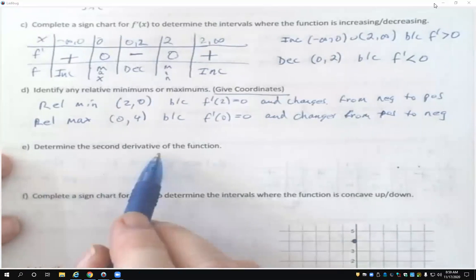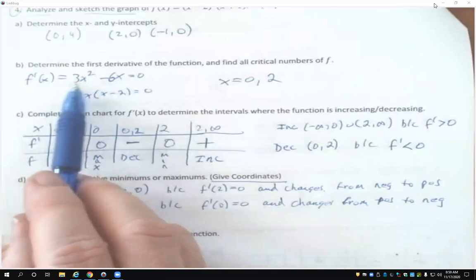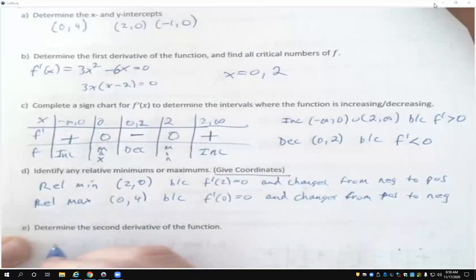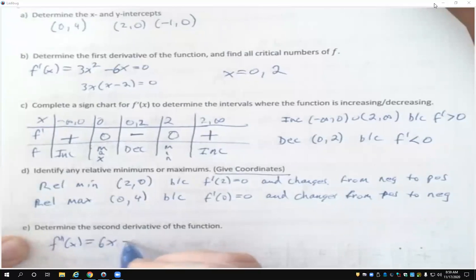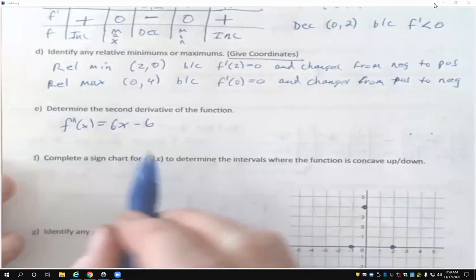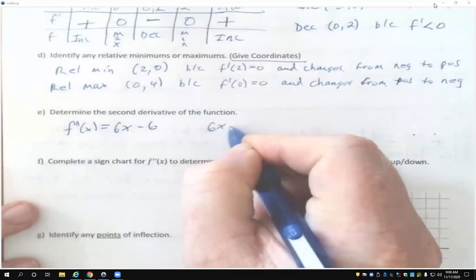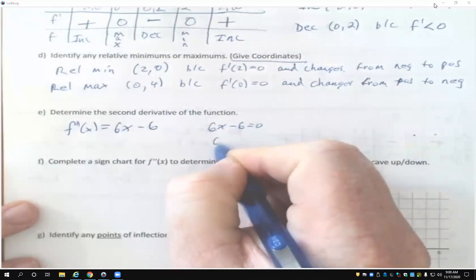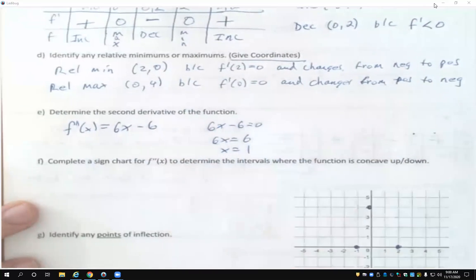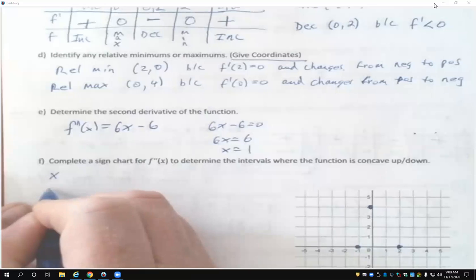All right, E says determine the second derivative. Remember, we're going from the first derivative, which is right up here in B. So my second derivative, f double prime, is going to be 6x minus 6. It didn't say it here, but obviously we're going to need to find our critical numbers on our second derivative. So set 6x minus 6 equal to 0, and we're going to get a critical number of 1. What's possible at that critical number would be a point of inflection.